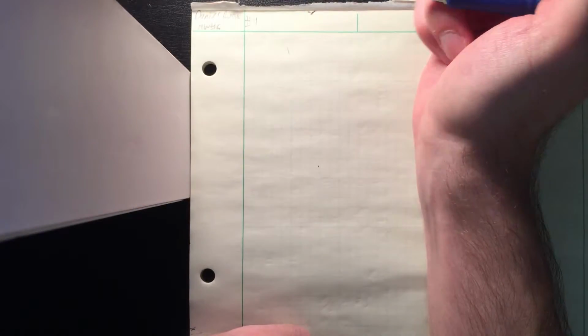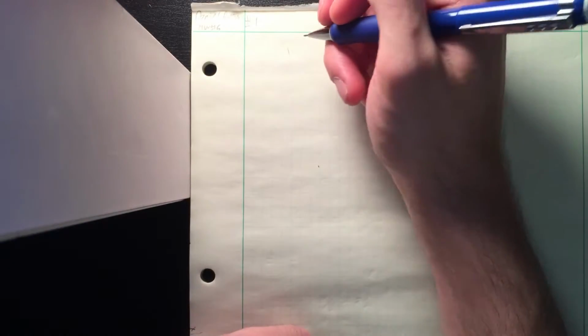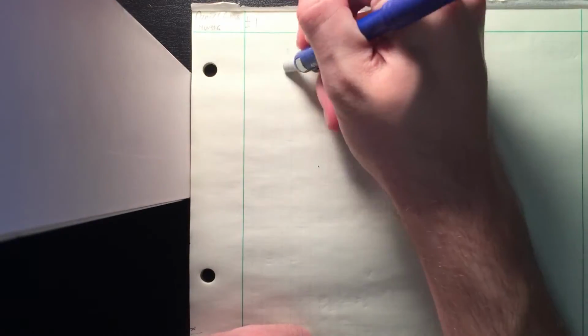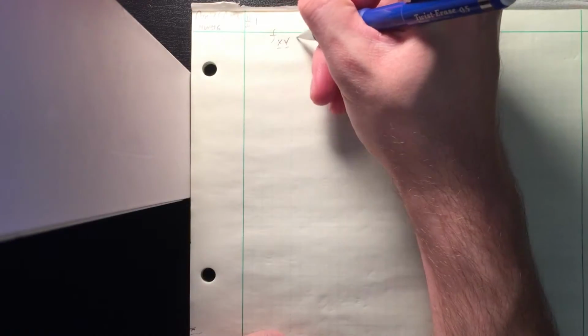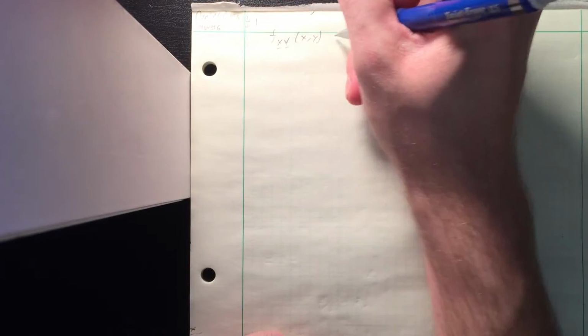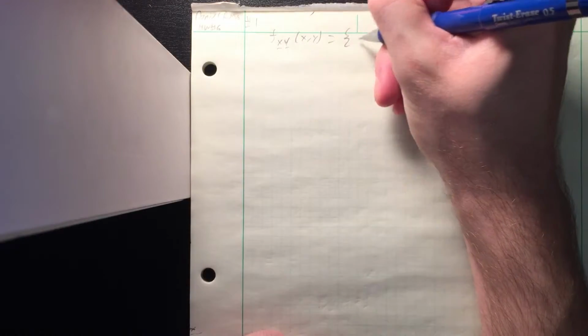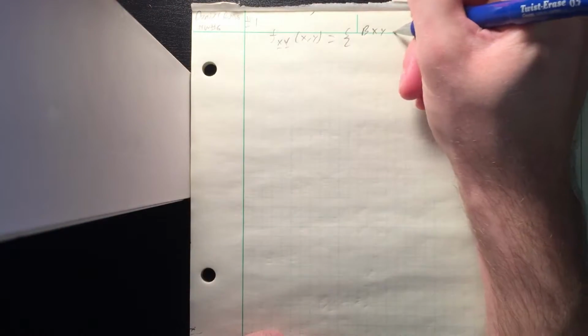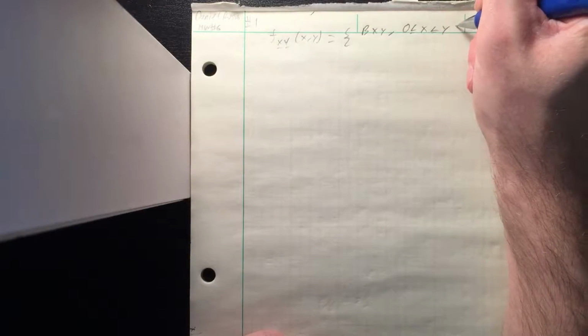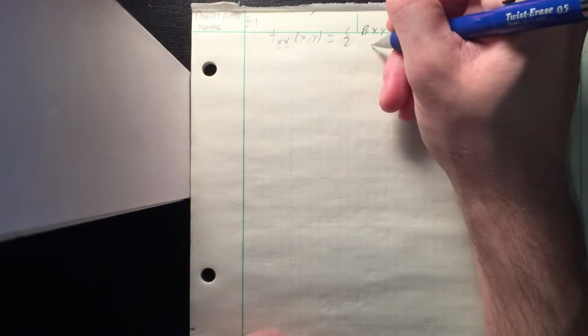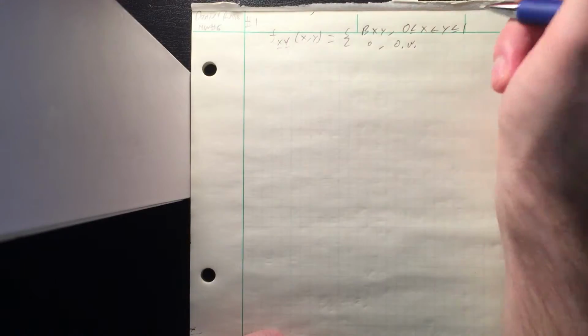This is homework number 6, problem number 1. We're given a joint density function f of x, y, both random variables, equal to b x y when 0 is less than x is less than y, y is less than or equal to 1, and 0 otherwise.